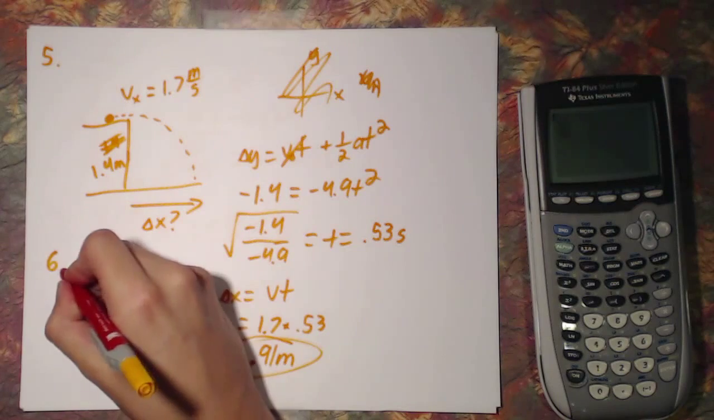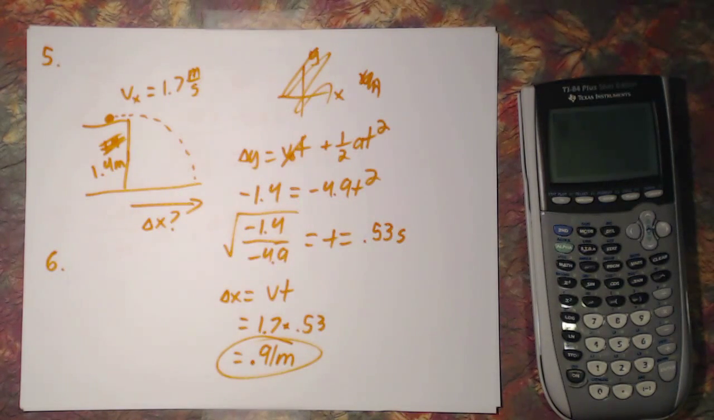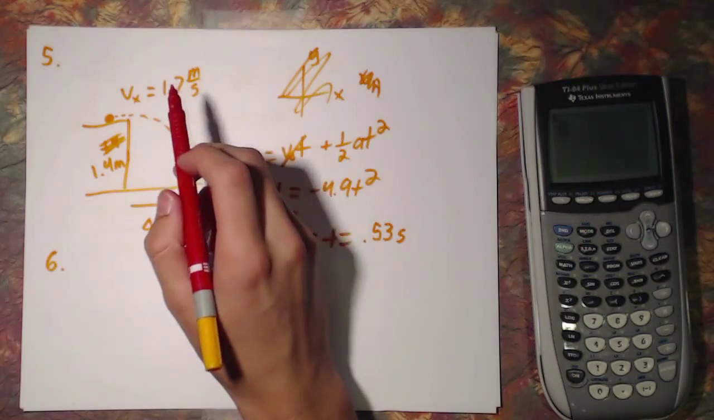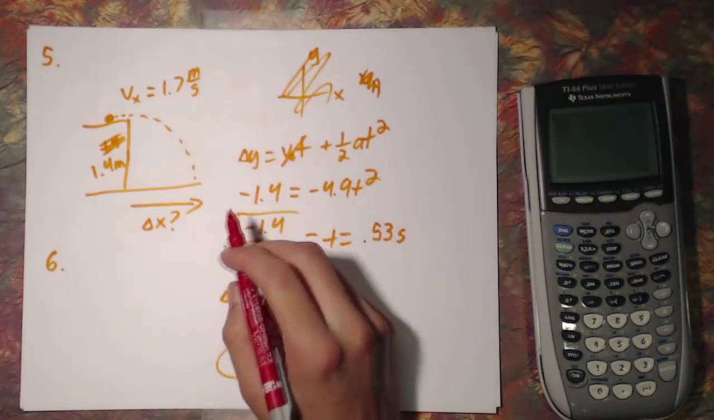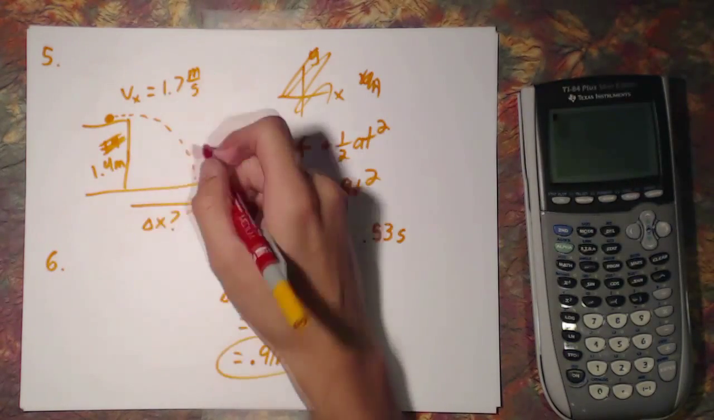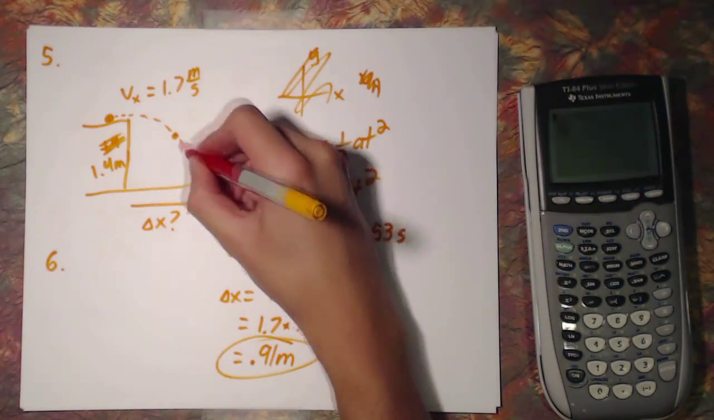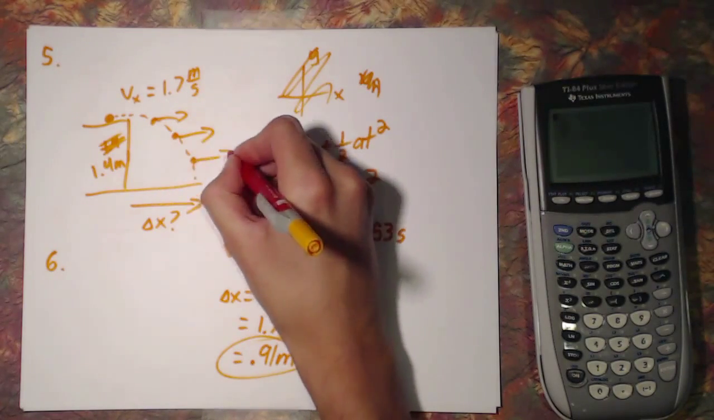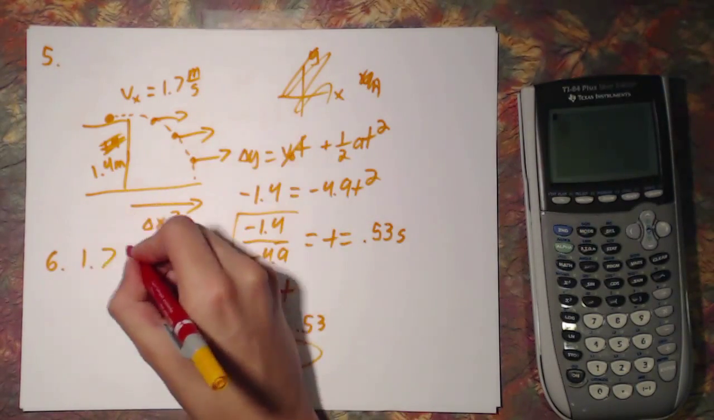Now question 6 asks, what will the final horizontal velocity of the ball bearing be from problem 5? And as I was saying, the horizontal velocity is not accelerated, it's just constant. So the final horizontal velocity, the initial horizontal velocity, and the horizontal velocity here, or here, or here, they're all going to be the same thing: 1.7 meters per second. So that's just a conceptual problem. No math needed.